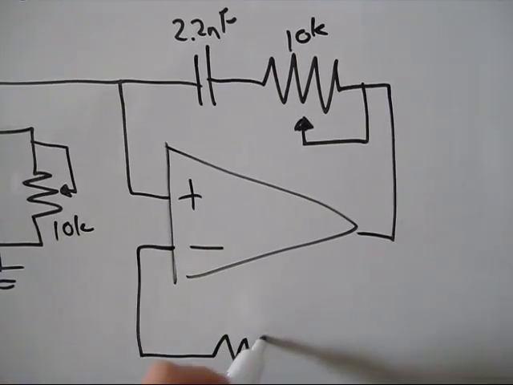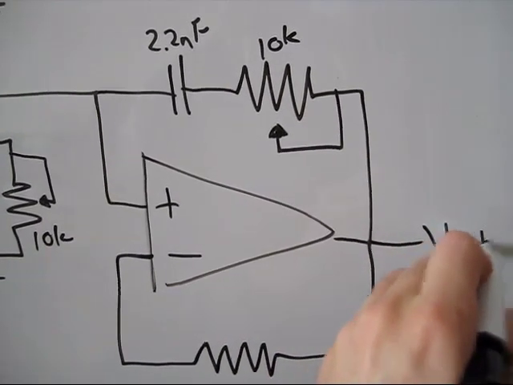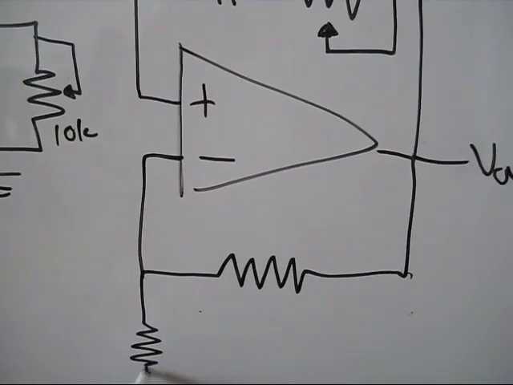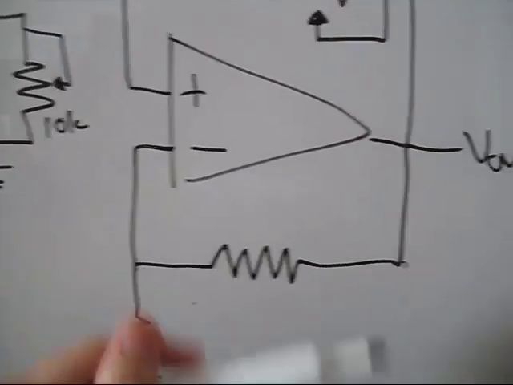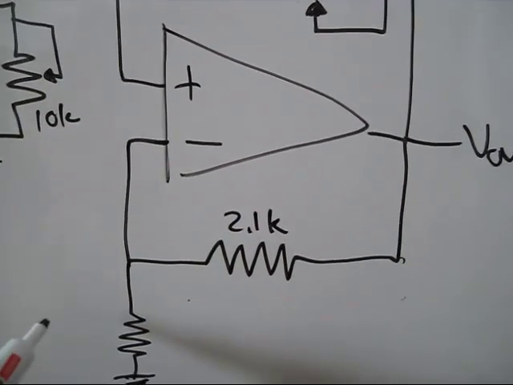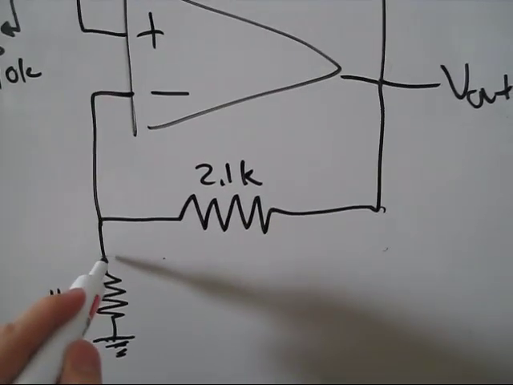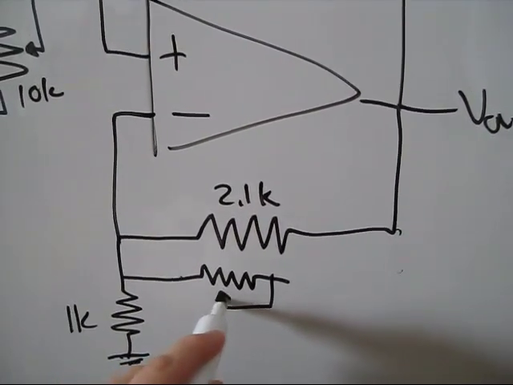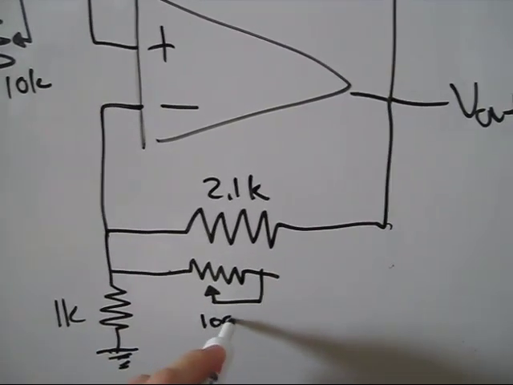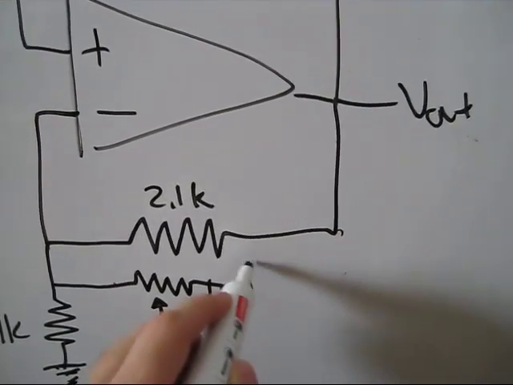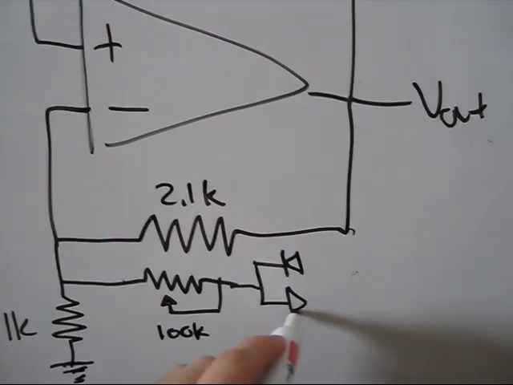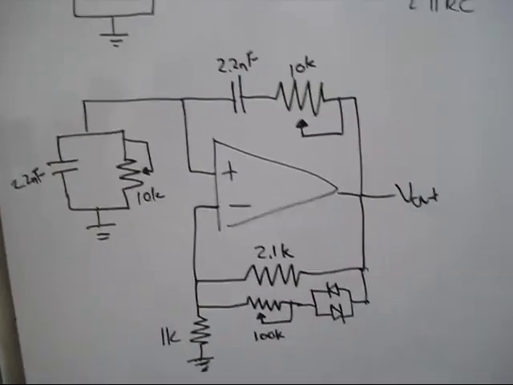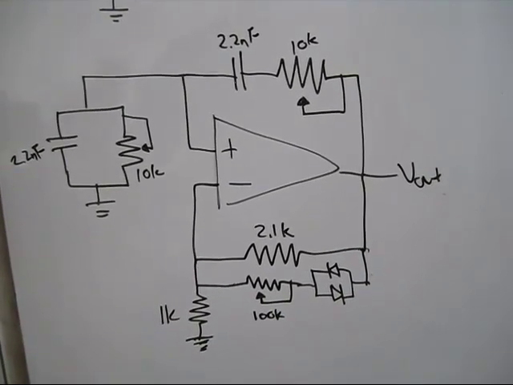So here's the part where we don't have the lamp anymore. Instead, we're going to put a constant resistor there to ground to define a constant gain. So this is 2.1K, and this is 1K. But now we're going to add in a resistor that's tunable, so we can adjust the gain. So another pot, and this one's 100K. And here we're going to put two back-to-back diodes, two cross diodes there, like so. That's what you'd find in the Analog Devices application note 580.